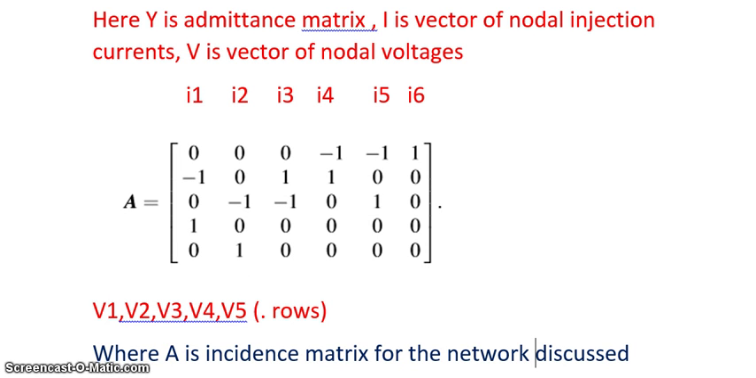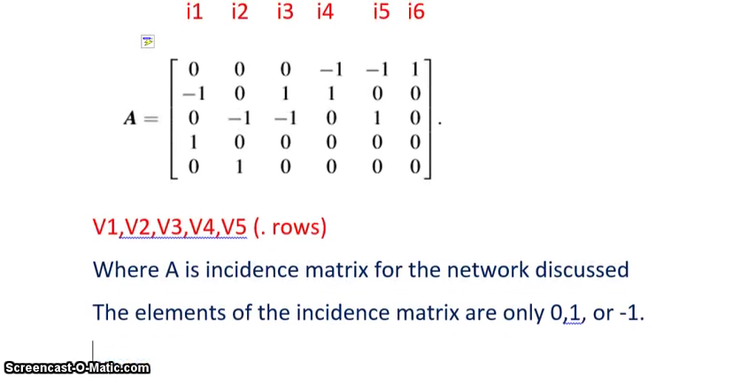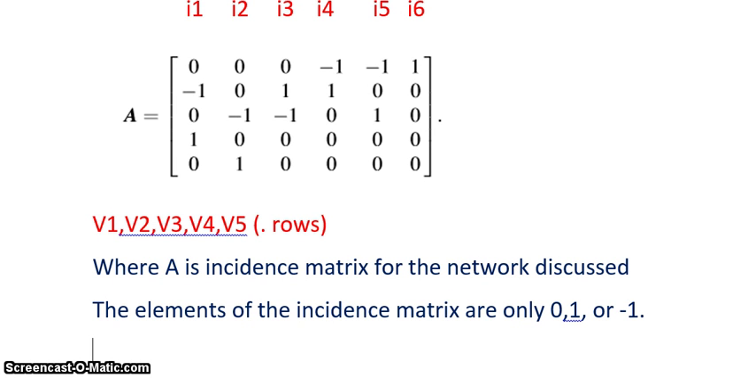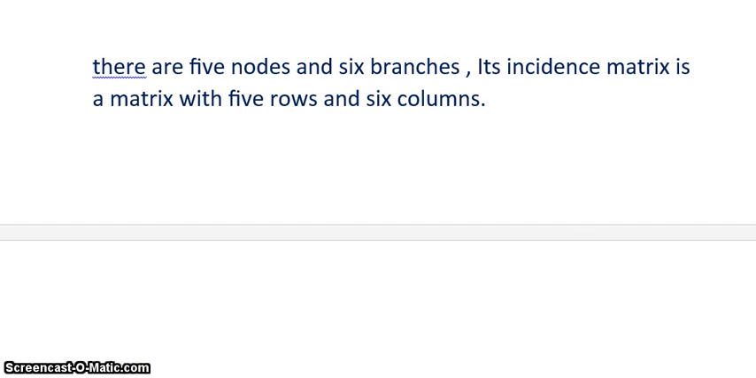From the above equations we can see A is equal to this matrix. This matrix is called the incidence matrix. Here the columns are I1, I2, I3, I4, I5 and I6, and the rows are V1, V2, V3 till V5. You can see the elements of the incidence matrix are only 0, 1 or minus 1. There are 5 nodes and 6 branches, so its incidence matrix is a matrix with 5 rows and 6 columns.